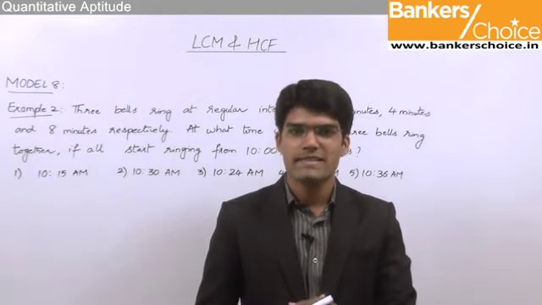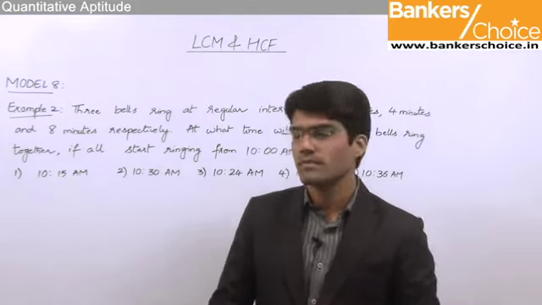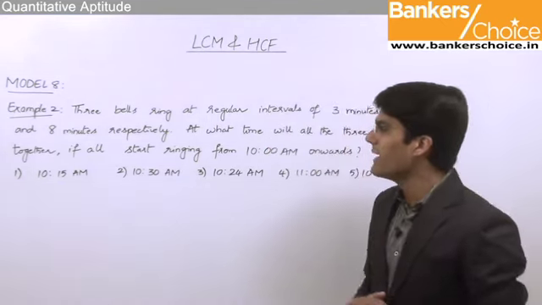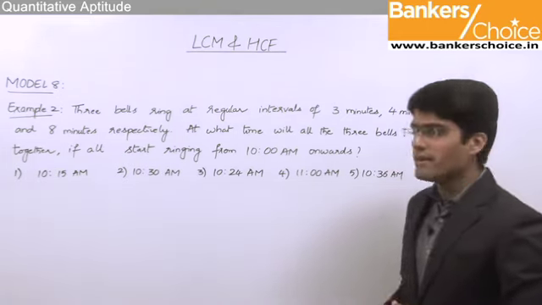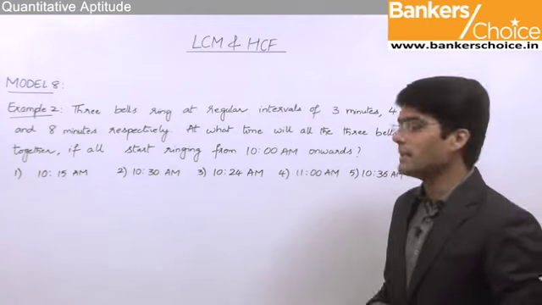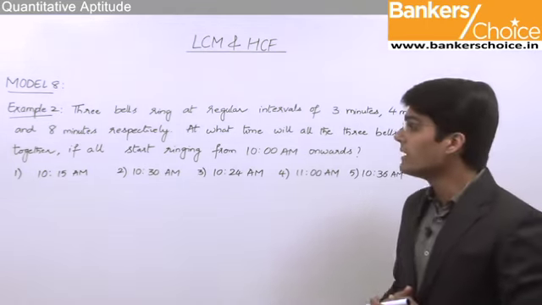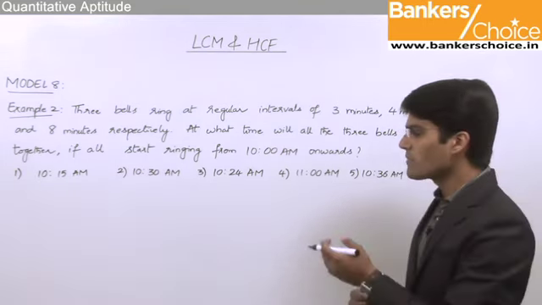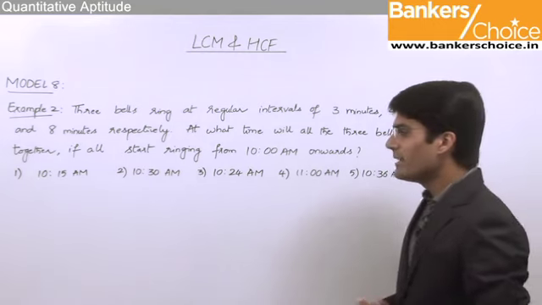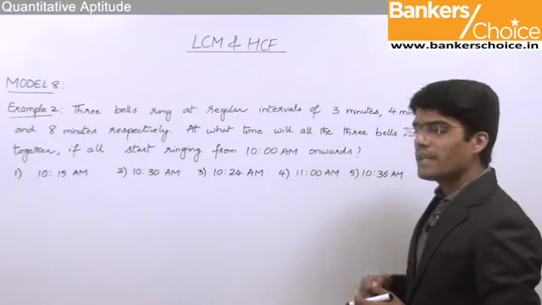Let us now take the second example from model 8, where again we are going to discuss a puzzle type question. The question here is: 3 bells ring at regular intervals of 3 minutes, 4 minutes and 8 minutes respectively. At what time will all the 3 bells ring together if all start ringing from 10 a.m. onwards? And the given options are 10:15 a.m., 10:30 a.m., 10:24 a.m., 11 a.m. and 10:36 a.m.